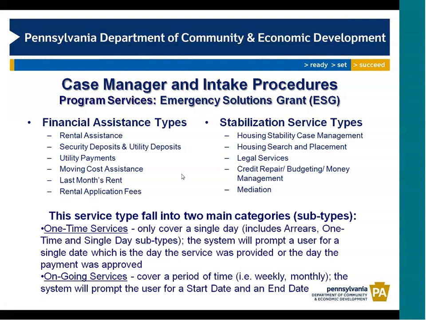Now, these type of services fall into one of two categories. They can either be one-time services, which cover a single day and include things such as arrears payments, one-time payments, or single-day services where you only meet with them for a single day, and the system will only prompt the user for basically the day of service. If it's an assistance, probably the payment amount. Ongoing services cover a period of time, could be a week, could be a month, could be up to 3 months, and it usually prompts users for a date range.